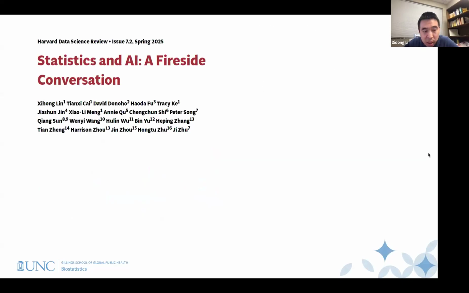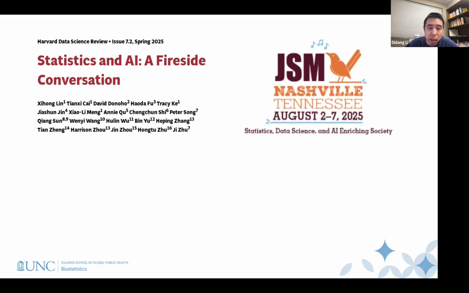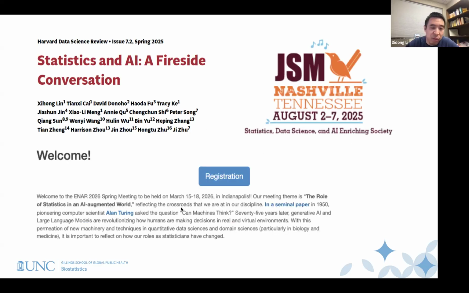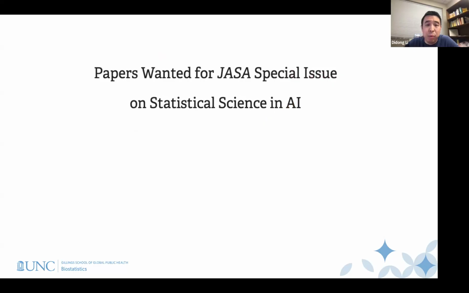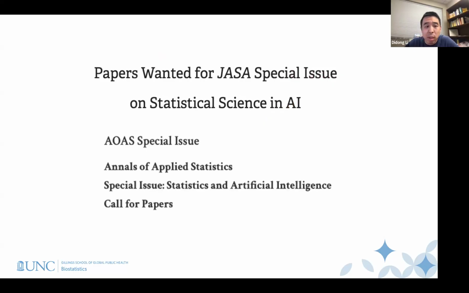In our statistics community, there are some recent discussions about stats and AI. For example, there's a recent Harvard Data Science Review paper discussing stats and AI. In conferences, for example, JSM last year in Nashville, the topic was related to AI. And for the coming INAR conference in March, the topic is also kind of stats in the AI augmented world. Talking about the stats journals, for example, JASA has a recent special issue on stats and AI, and Annals of Applied Statistics also has a special issue. The deadline, I believe, was last December. It's also about stats and AI.